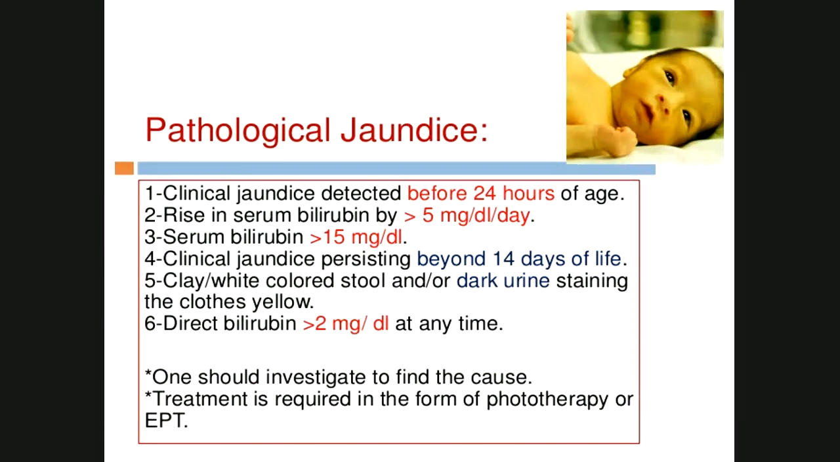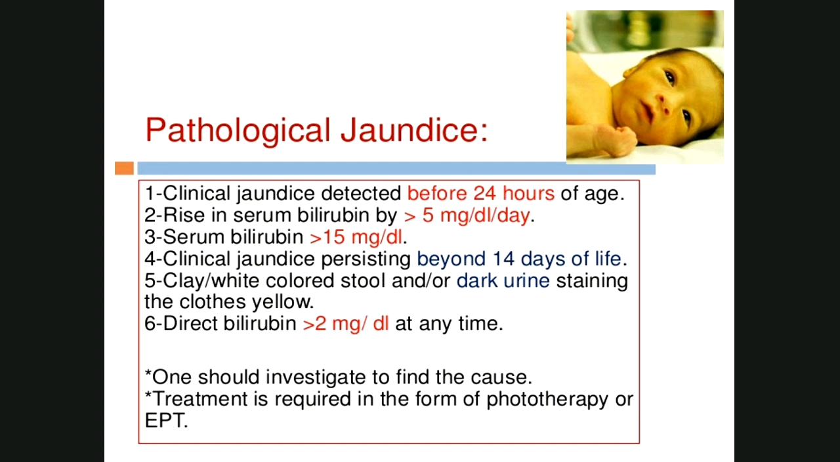So after 2 weeks, if the baby is still this yellow, then what you're concerned about is pathologic jaundice. Pathologic sounds bad. Something is wrong with the baby's liver, okay? So clinical jaundice detected before 24 hours of age. I said this in OBCCC. There's pathologic and physiologic jaundice. There's a rise in serum bilirubin by more than 5 milligrams. When you check the serum bilirubin, it's more than 15. You don't necessarily have to memorize these numbers, okay?